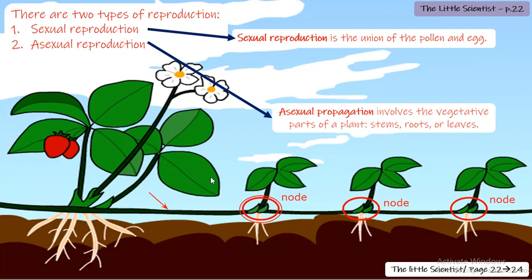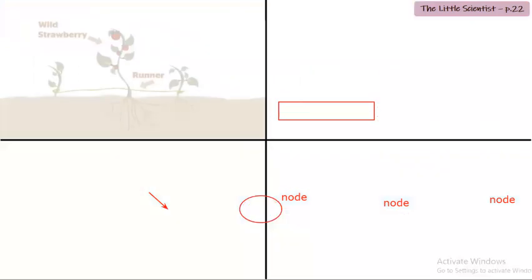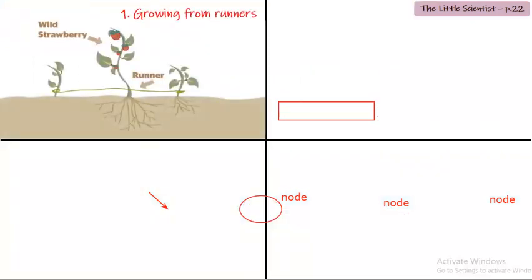Okay, today we'll be talking about asexual propagation. Asexual propagation is a type of asexual reproduction, and this happens when a new plant grows from a part of the plant. Maybe a leaf, maybe a stem. You'll be using one part of the plant to grow another new plant. There are also different types of asexual propagation, and we will start with the strawberry plant example.